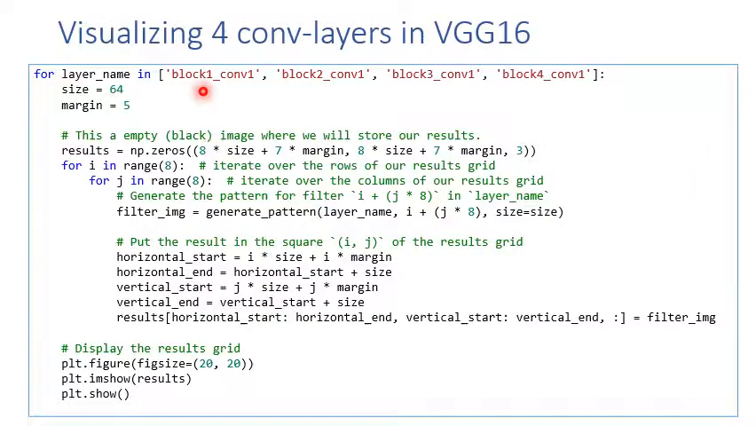So let's try to visualize 4 convolution layers in VGG16. We select the first convolution layer in each of the blocks. There are 4 blocks. And the rest of the code is just to save the output of the generated pattern and make it as one image.